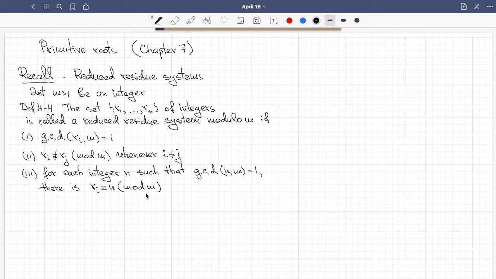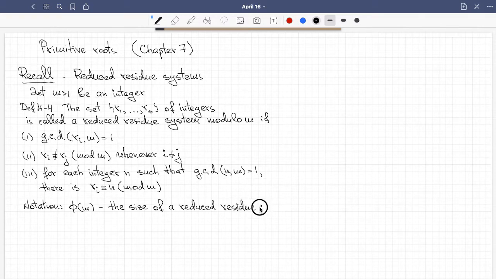We know that every reduced residue system modulo m has the same amount of elements, the same size, and this was a notation: phi of m, the Euler phi function, is the size of any reduced residue system modulo m.